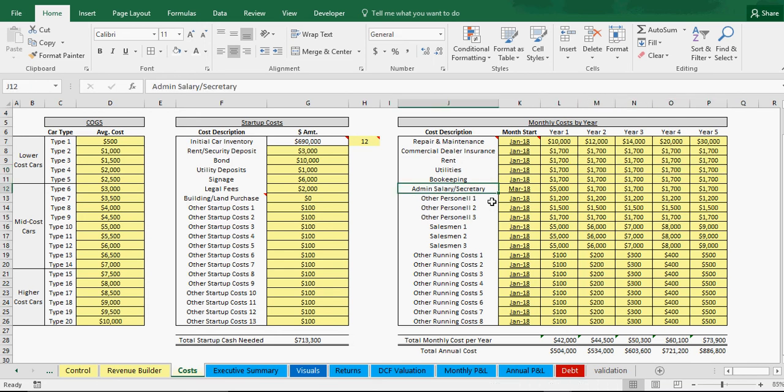Bookkeeping, admin salaries, secretary, other personnel, salesmen. I haven't done salesmen on commission at all. I've just done them purely on what you think you're going to pay them each month. Now you could bake some commissions into there, just assuming they're going to hit certain marks, but that can change every year. This is a monthly number. And then you've got other running costs. So if you want to plan out other things, you can enter them in here.